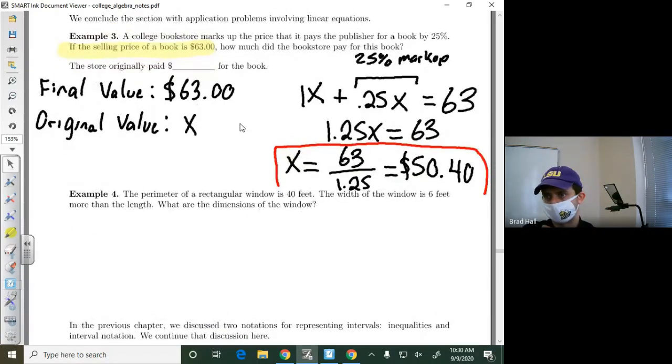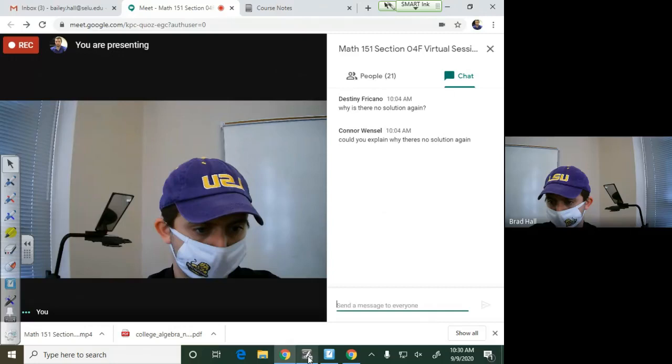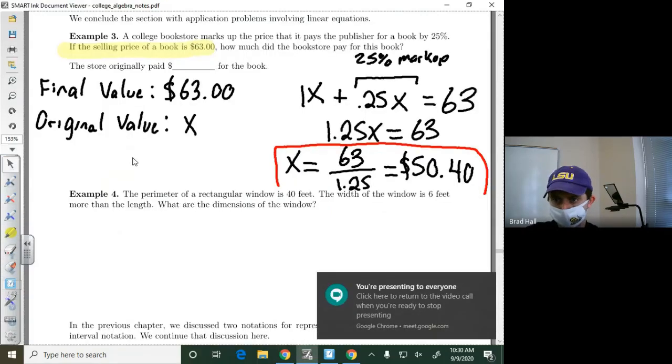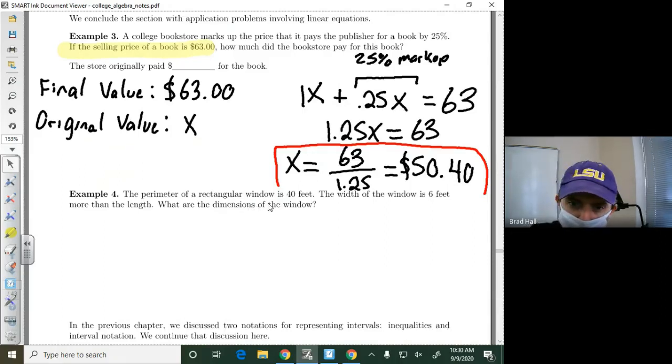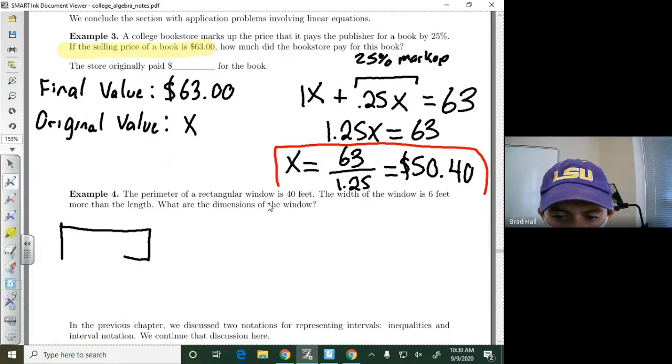Anyone have any questions for this word problem? All right, let's look at example 4 as well. A perimeter of a rectangular window. Well, naturally, I think apply some geometry here. So there's some rectangular window. The perimeter is 40 feet.